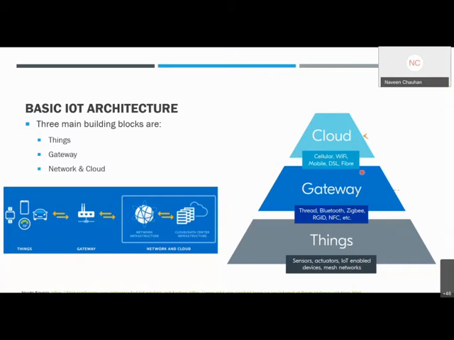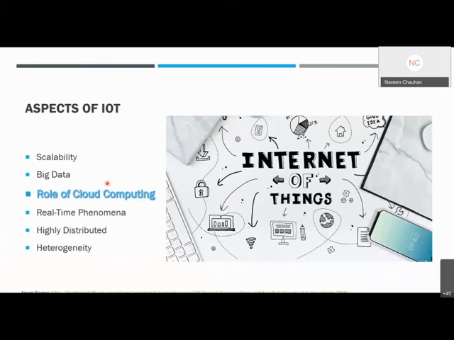And then the cloud is going to be accessed with the help of cellular technology, Wi-Fi technology, mobile, DSL, or fiber. So these are all network and cloud. So definitely the main building blocks of basic IoT architecture are the things which are going to be connected on the network, then the gateway, then the network and the cloud. I hope that with the help of this diagram, you have visualized what a basic IoT architecture is.